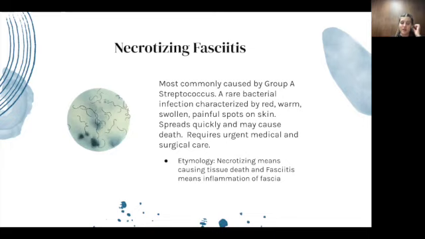So this is most commonly caused by Group A Streptococcus, although it is caused by other bacteria or bacteria working in conjunction with Group A Streptococcus. It's a rare bacterial infection characterized by warm, red, swollen, painful spots on the skin. It spreads very quickly and it may cause death. It requires urgent medical and surgical care. And a little bit on the etymology of necrotizing fasciitis. Necrotizing means causing tissue death, and fasciitis means the inflammation of the fascia.